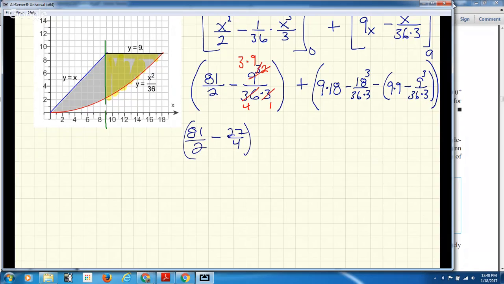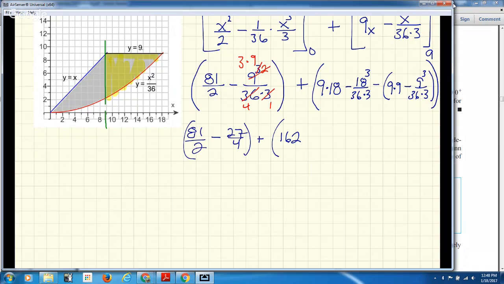You guys probably already worked this out on your calculator. I feel like doing arithmetic today. Oh boy, 9 times 18. Let's see, 9 times 9 is 81. Doubling that gives me 162. So I have 162 there.